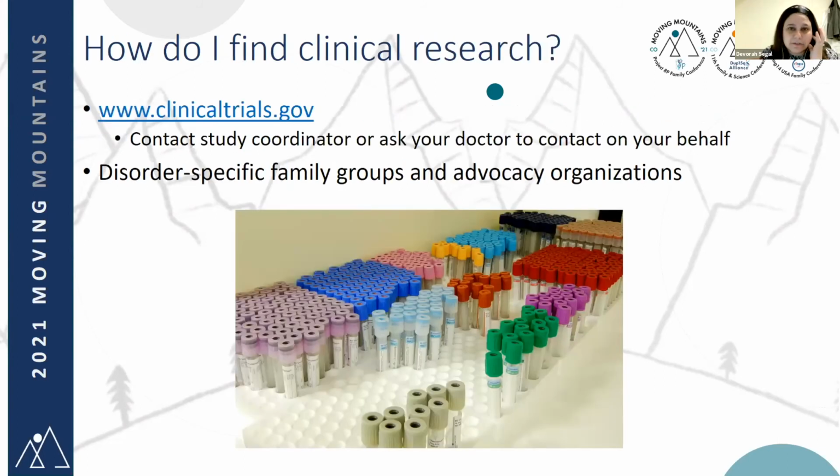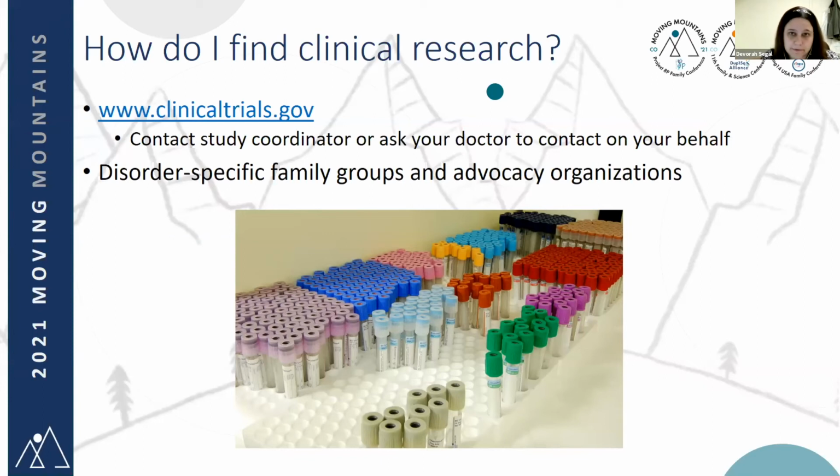So how do you find clinical research to be involved in? There is a central clearinghouse, clinicaltrials.gov, where every research study that involves humans in the United States has to be registered. So you can go on clinicaltrials.gov, you type in the name of your disorder, and a list of clinical trials will come up. Every trial that's listed has the name of a coordinator, the name of the researchers who are running the study, and the contact information of the coordinator. So you can always just cold call them or cold email them and say, hey, is my child eligible for this?